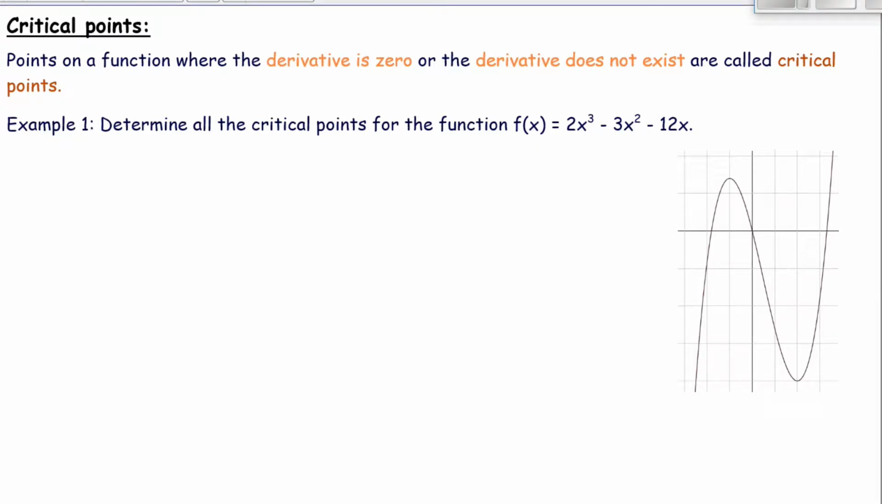Critical points are points on a function where the derivative is 0 or the derivative does not exist at all. Now, we are able to find these points, and I'm going to show you how you can find them by working out these two examples.